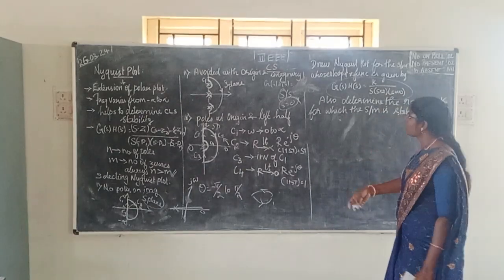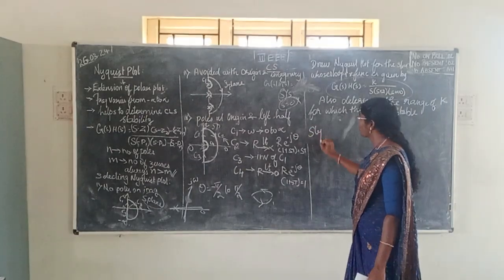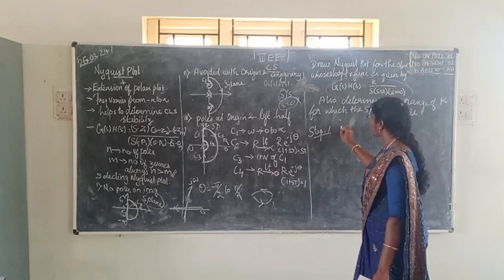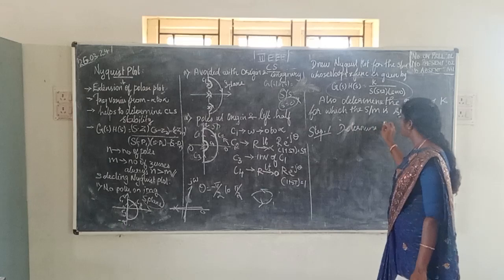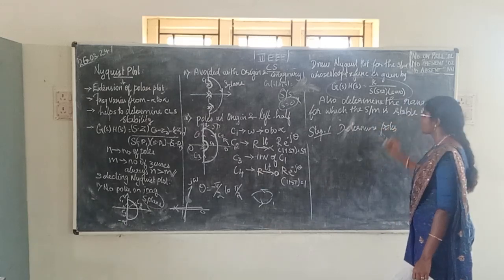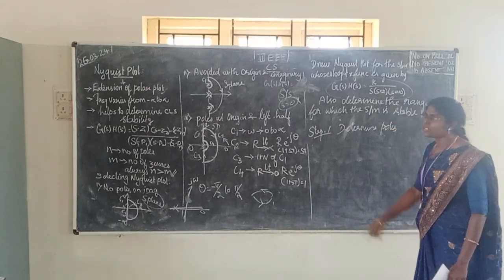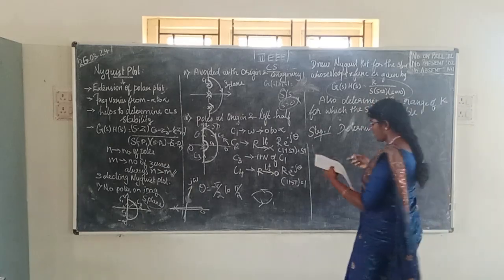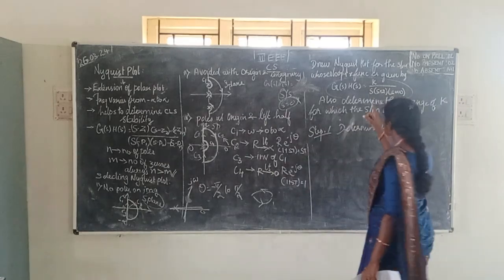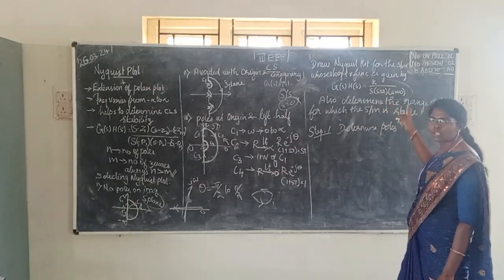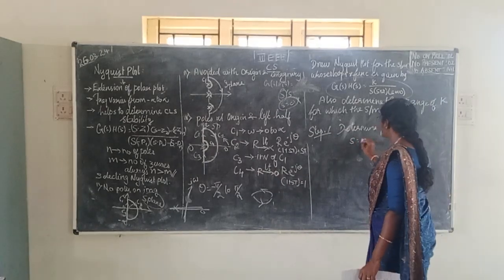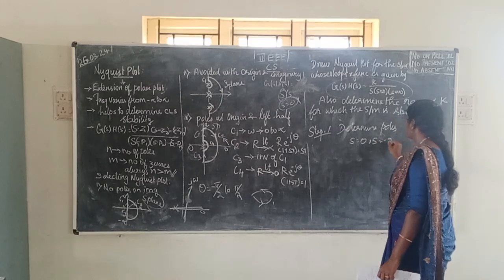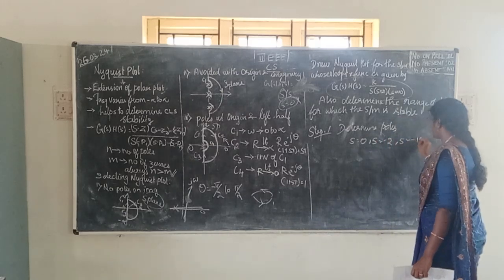So what is the first step? First step, what do you want to do? Determine poles. First step is to determine poles. So when I determine the poles, what are the poles here? S is equal to 0, S is equal to minus 2 and S is equal to minus 10.